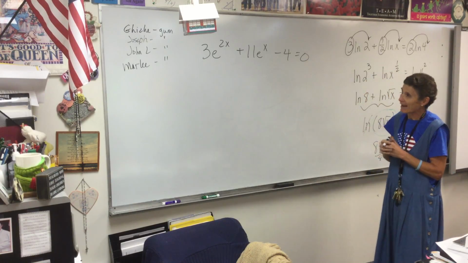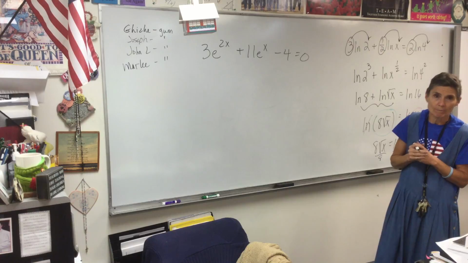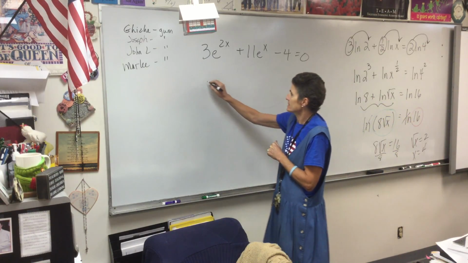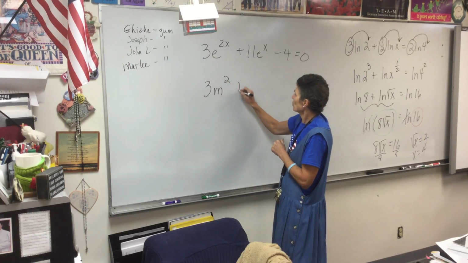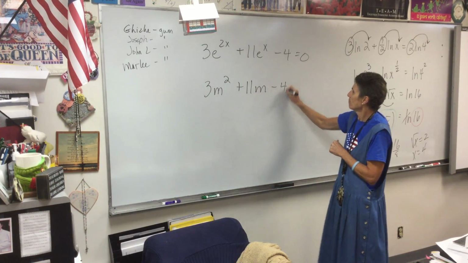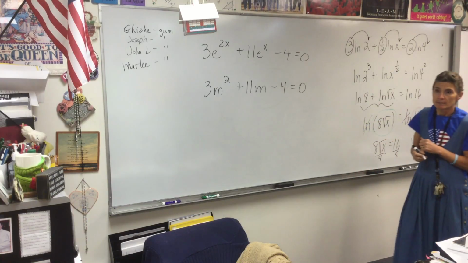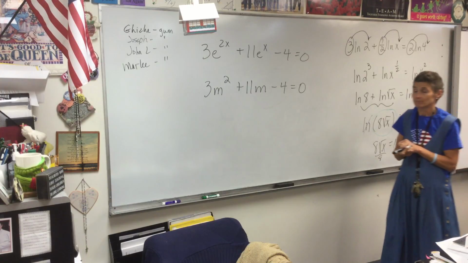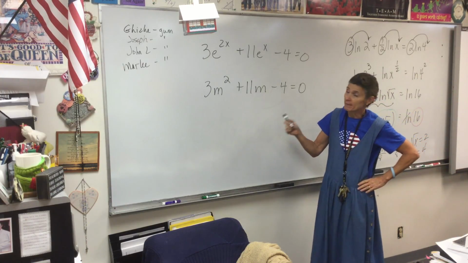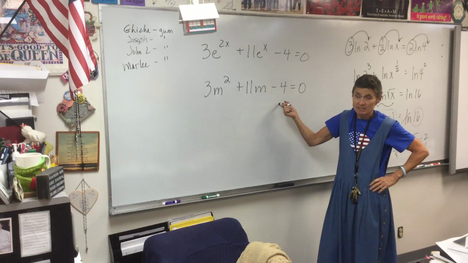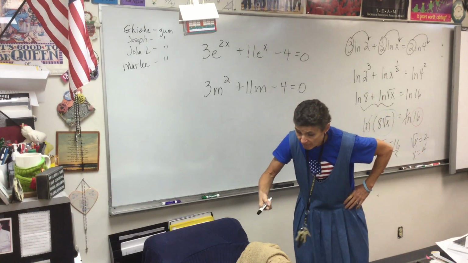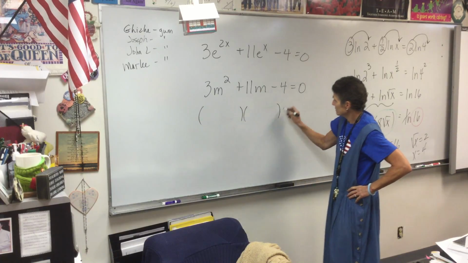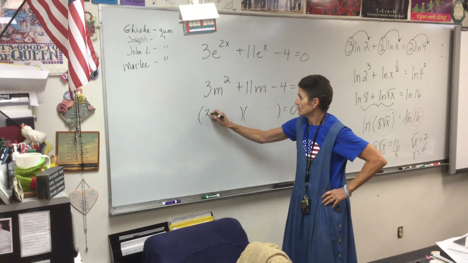This equation is actually in quadratic form. Believe it or not, this equation is the same as 3m squared plus 11m minus 4. It is the same as that, believe it or not. We'll talk about why in a minute. But if this were the equation and the directions say factor, then you would set up two parentheses and you would factor this.